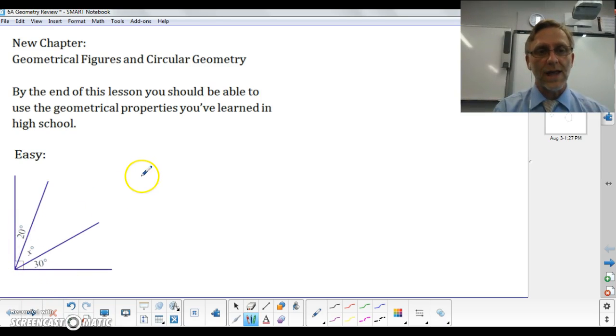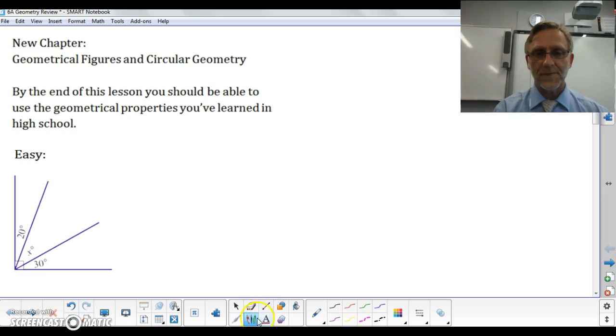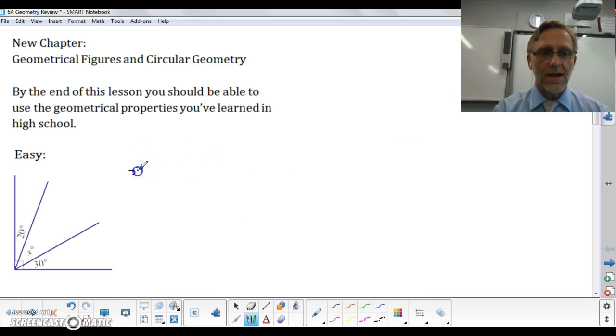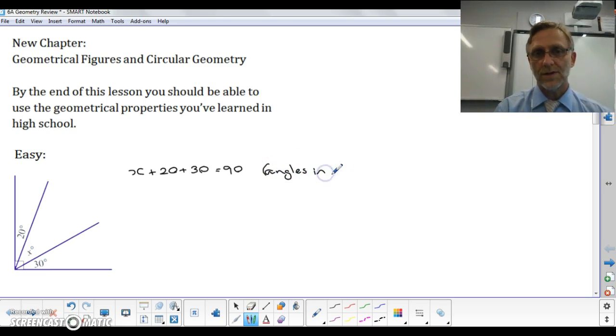And I'm hoping that you're looking at it and you can see that x plus 20 degrees plus 30 degrees is equal to 90 degrees. Now if you don't see that, I need to give you a reason. And that's why we always need to give reasons when we're doing these geometrical sorts of problems. And the reason for this one is that angles in a right angle are complementary.